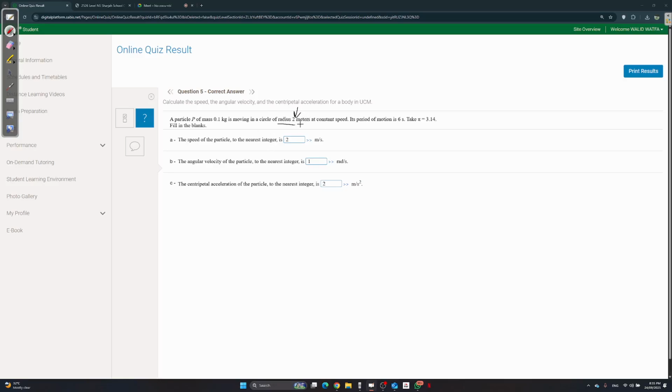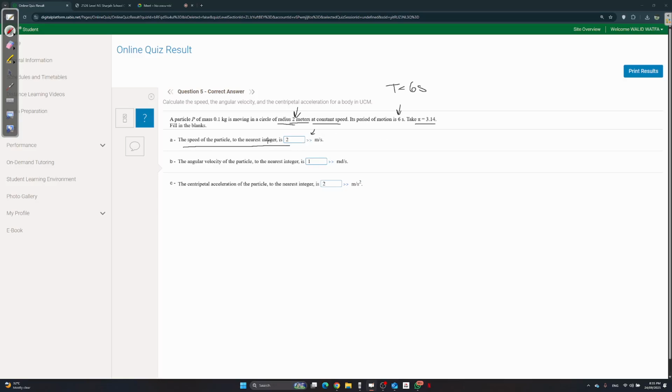Okay, here you have a particle P, mass 0.1, moving in a circle of radius 2 meters. Sorry, radius cannot be meters per second. At a constant speed. Its period is 6 seconds. When we say period, it's not the other period that you're thinking about. It's period, yani the time taken for one full revolution. Okay? That's what a period is. Anyways, take pi as 3.14. They said, what's the speed of the particle?